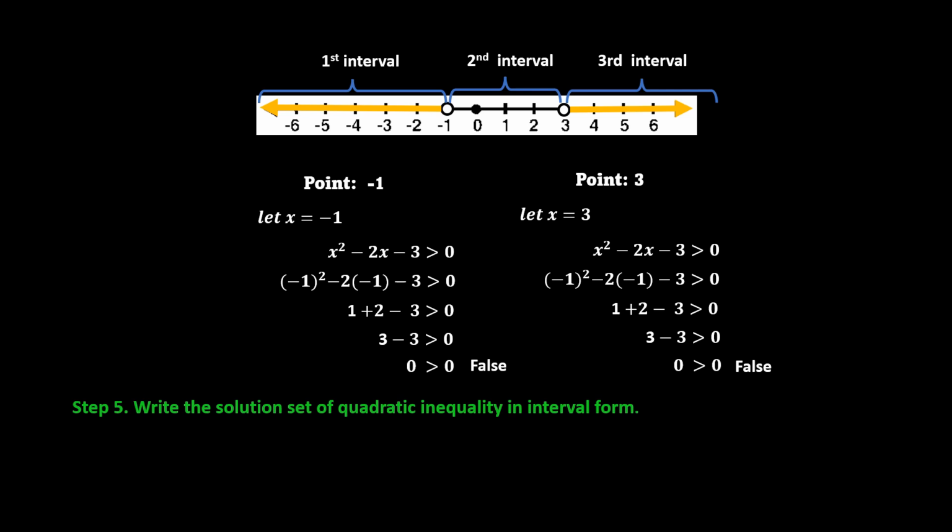Step 5. Write the solution set of quadratic inequality in interval form. The solution set of the given quadratic inequality is for all values x such that x is less than -1, or greater than 3. That is how you write the solution set of quadratic inequality x squared minus 2x minus 3 greater than 0.